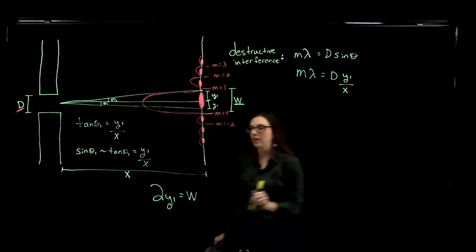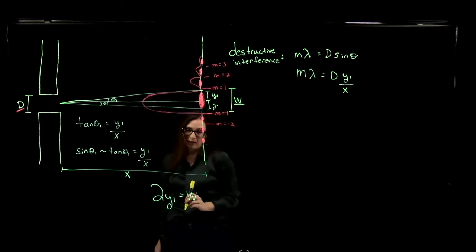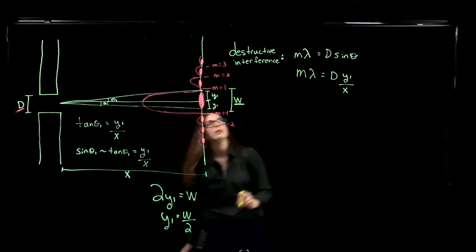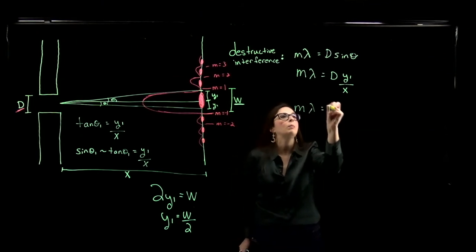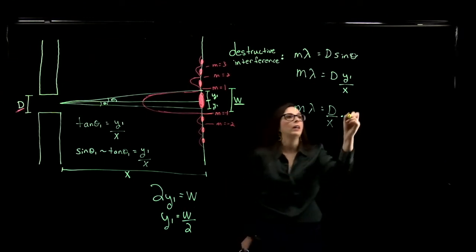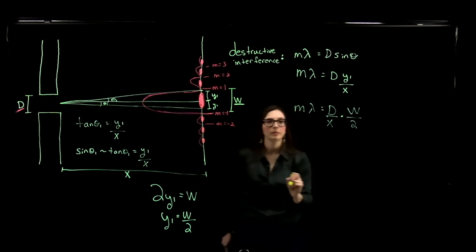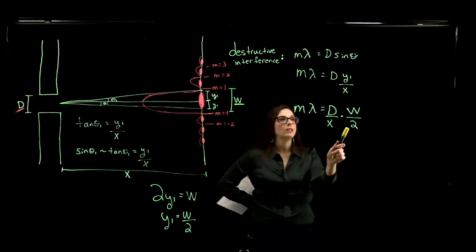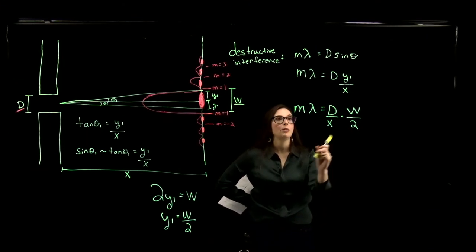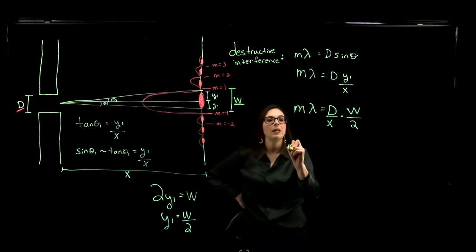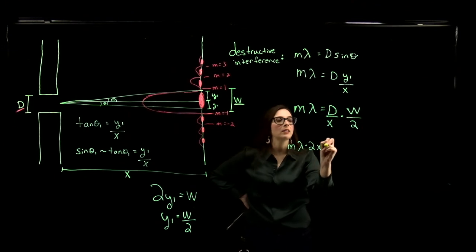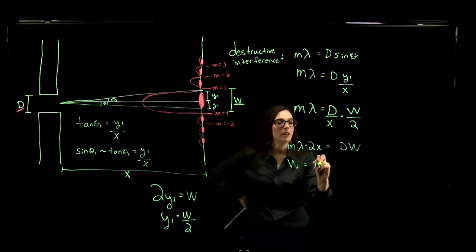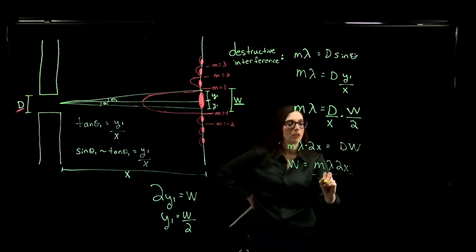2 y1 equals W, so I can solve for y1: y1 is equal to W over 2. So I can say that m lambda is equal to big D over x times y1, which is W over 2. And now I can solve this equation for W, because that's what we're trying to find, the width of the central bright point. I can multiply both sides by 2x. Then I'll have m lambda times 2x equals D W. And I divide both sides by D. W is equal to m lambda 2x all over D.